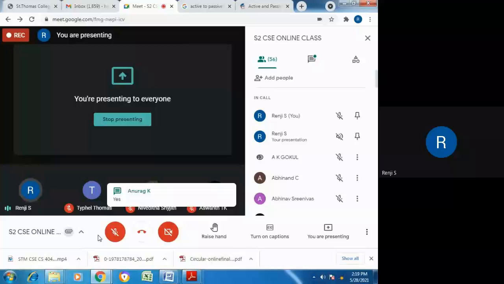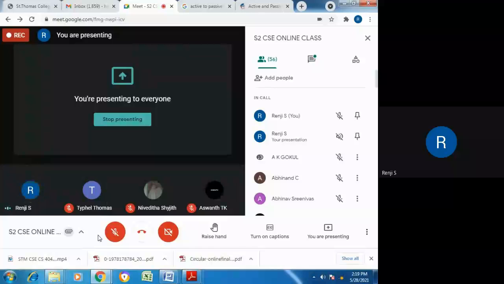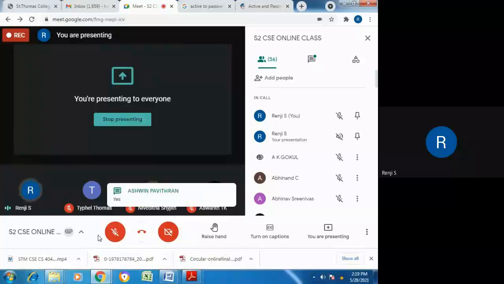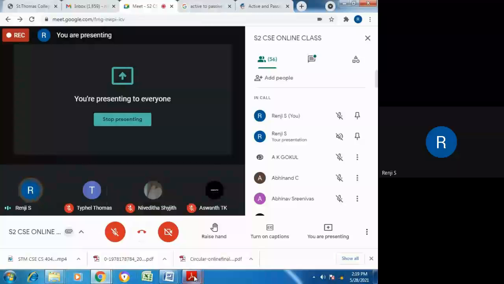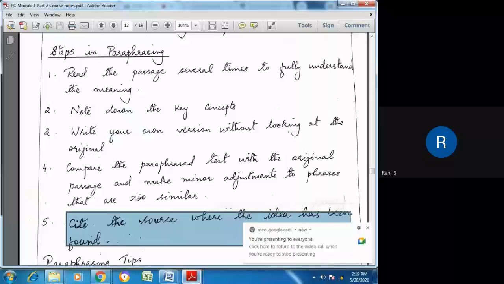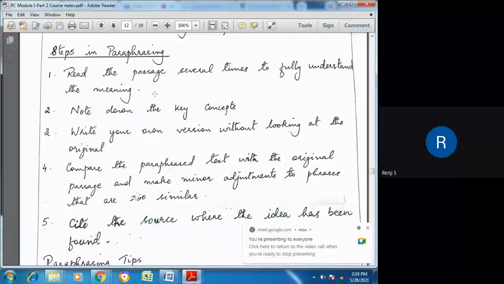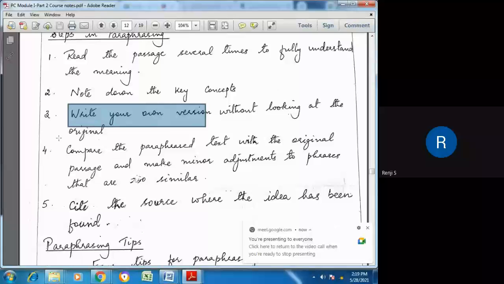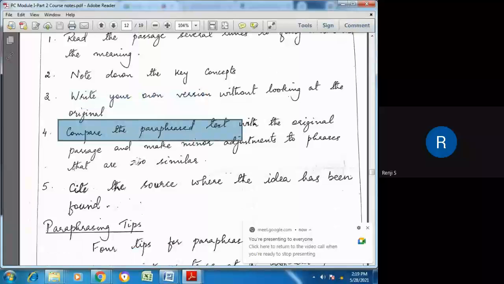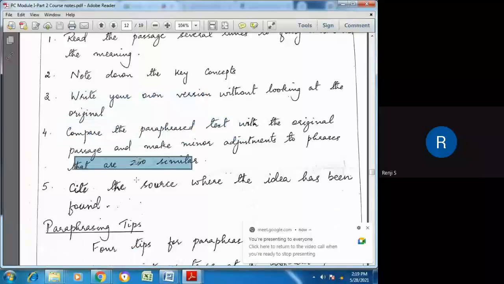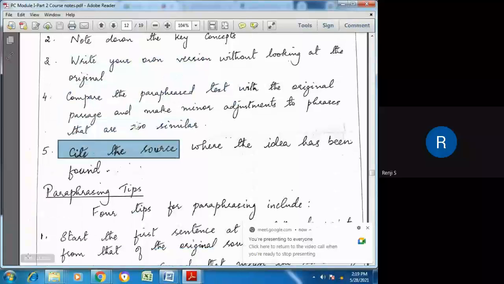Okay, in summary, I can say that paraphrasing is expressing a paragraph in your own idea. You're given some text and you're expressing that text in your own idea. And to write the text in your own idea, you have to follow certain steps. You have to read the passage several times, understand the key concept, write it in your own version, compare it with the original, and if there are similar words, just change the similarity, and then you have to cite from where the source has been taken. These are the 5 steps in paraphrasing.